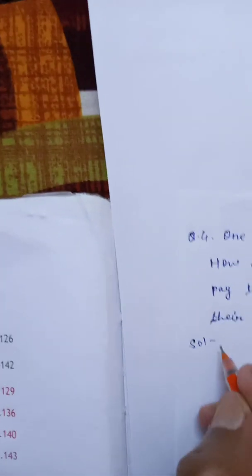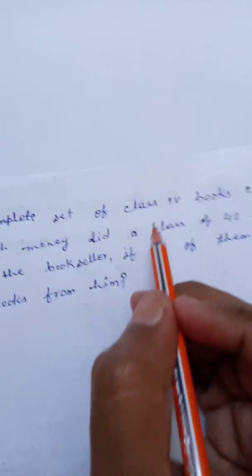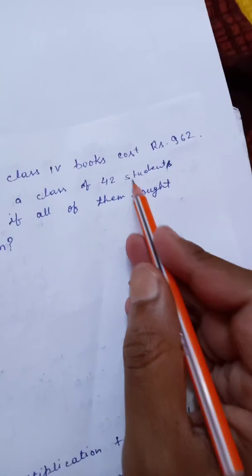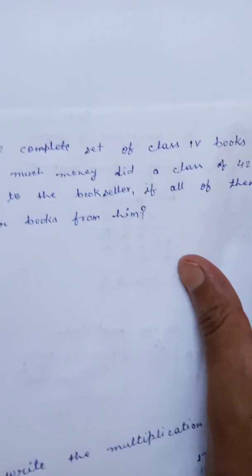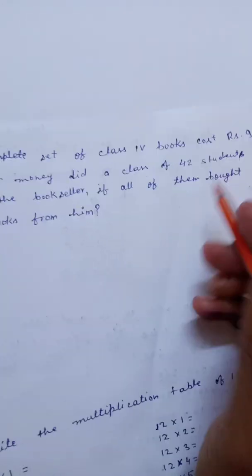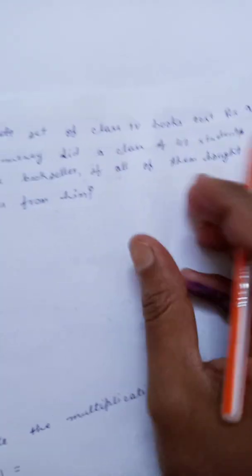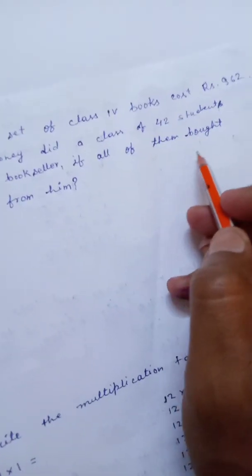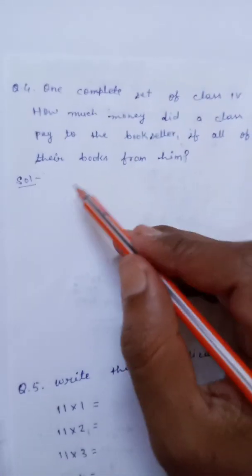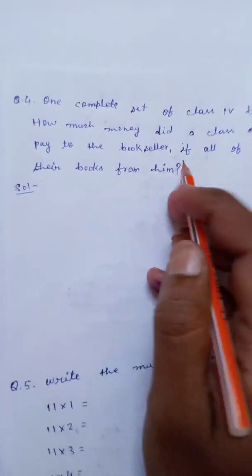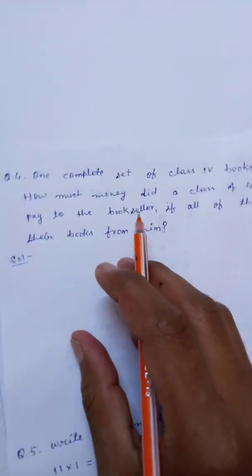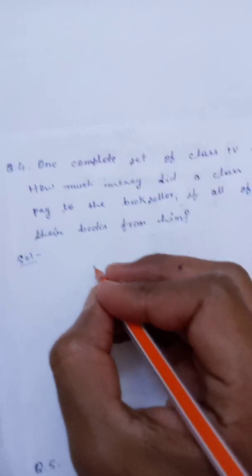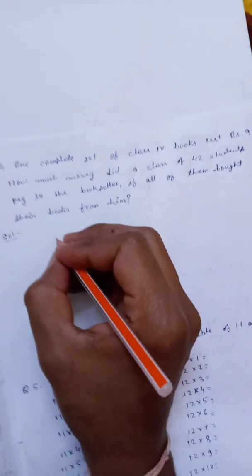The next question is, one complete set of class 4 books cost rupees 962. How much money did a class of 42 students pay to the bookseller if all of them bought their books from him? Okay, so let us solve this question.